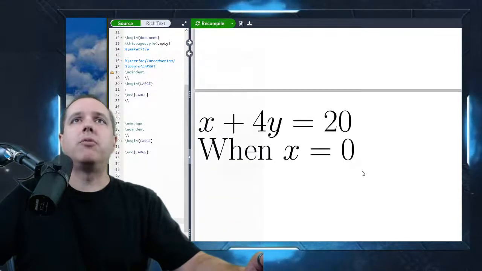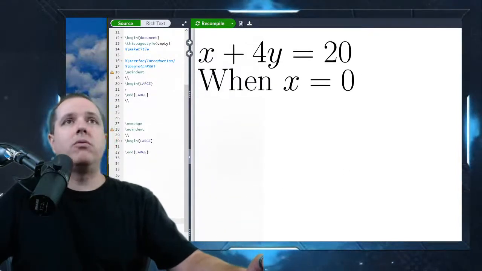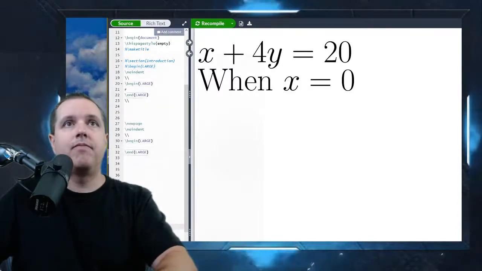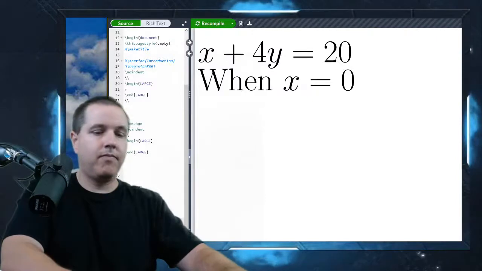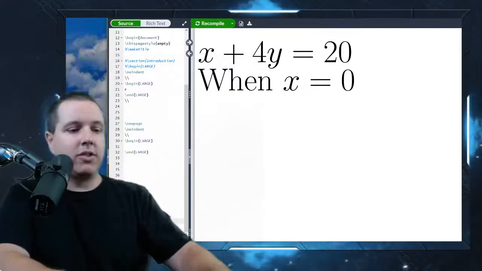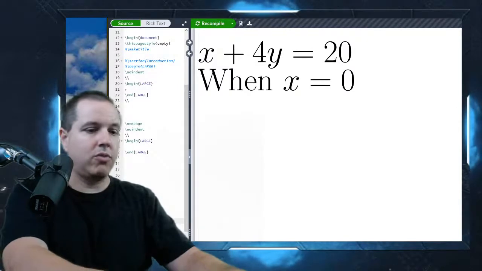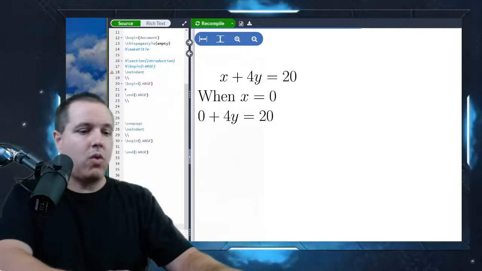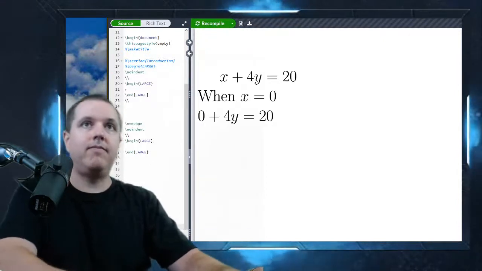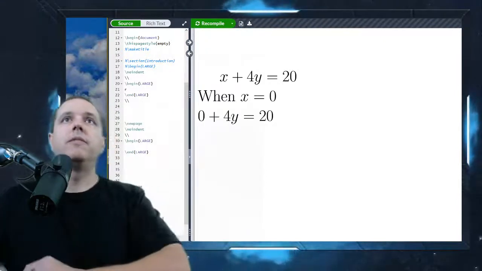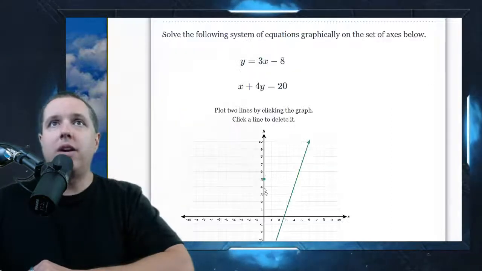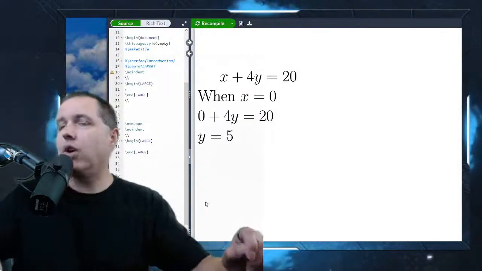When x equals 0, in fact, we don't need that to be, that's going to be too big, let's get rid of that. When x equals 0, we get 0 + 4y = 20. And then it's pretty easy from there to see that y equals 5, right? So that's what I just did a moment ago, where we got this point right here. But now we have to figure out the other point. I'll show you why it doesn't work as well.